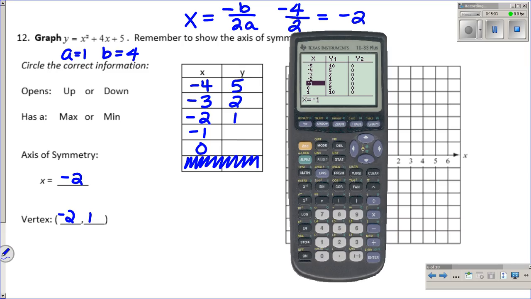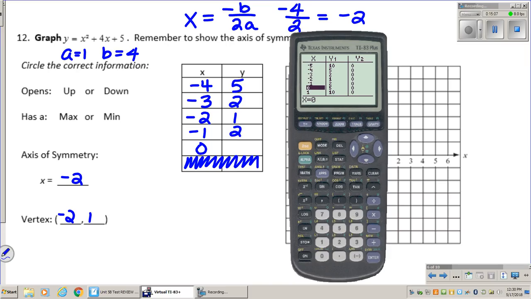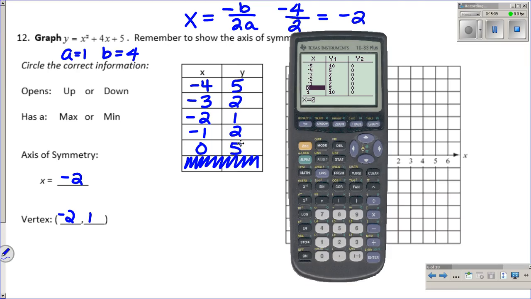When x equals -1, y equals 2. And when x equals 0, y equals 5. Again, you should see the symmetry in the table. See how you have your 2, 2, and your 5, 5. That should always form around the vertex.